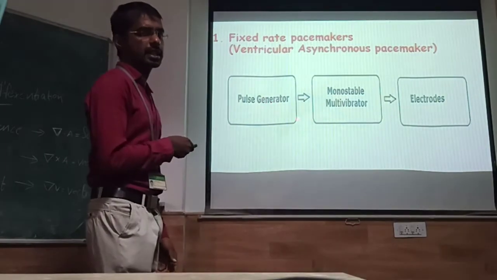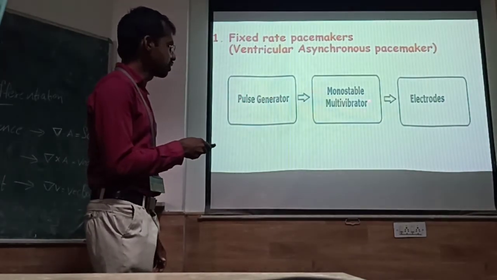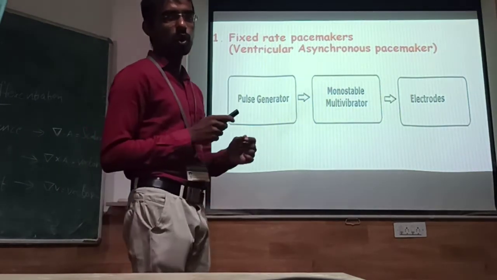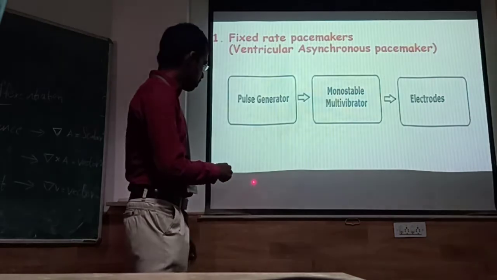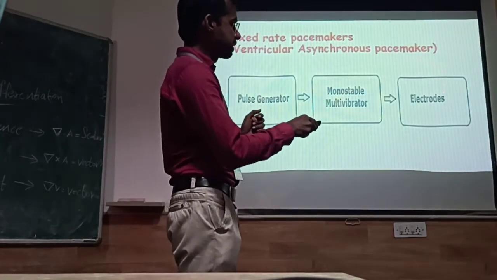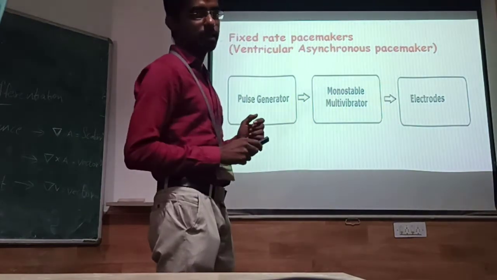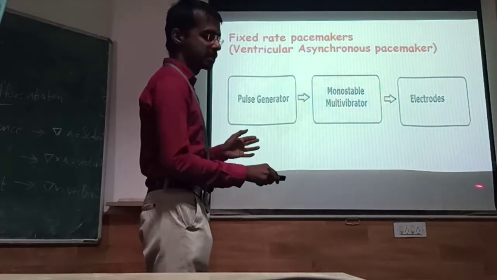As with the external pacemaker, here also the basic element is the monostable multivibrator. Do you know what a monostable multivibrator is? It has one stable state. Whenever you give a trigger, it goes to an unstable state and comes back to the stable state. That will always generate a rectangular pulse, right?